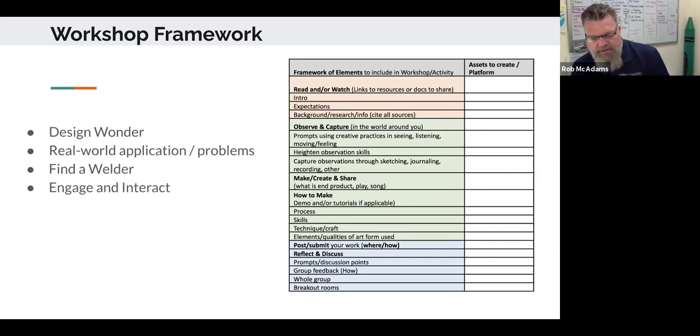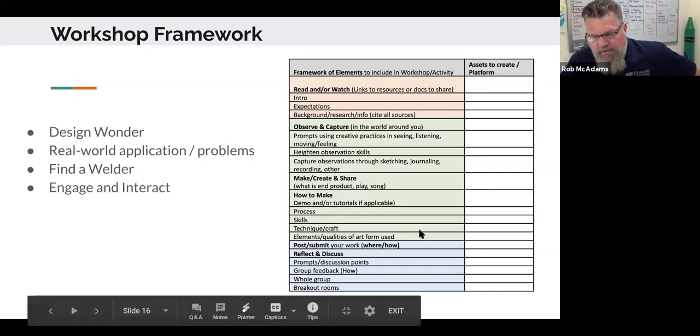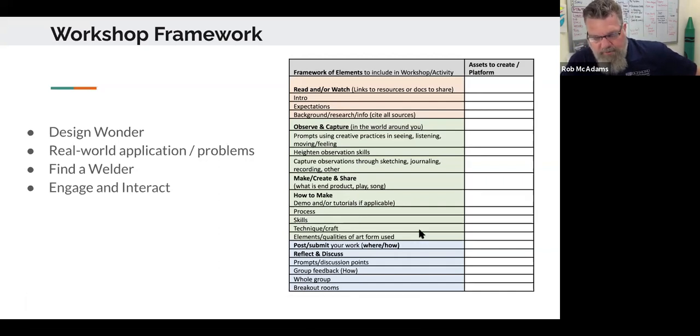And then the make, create, and share again is what is the end product? And then how do you make? So are you going to create an online tutorial? Are you going to do an open studio through Zoom to show processes? So really thinking about how you would get them the skills and the processes, and then where and how they're going to submit work and post it and share it for group feedback. So does everybody have that framework document?